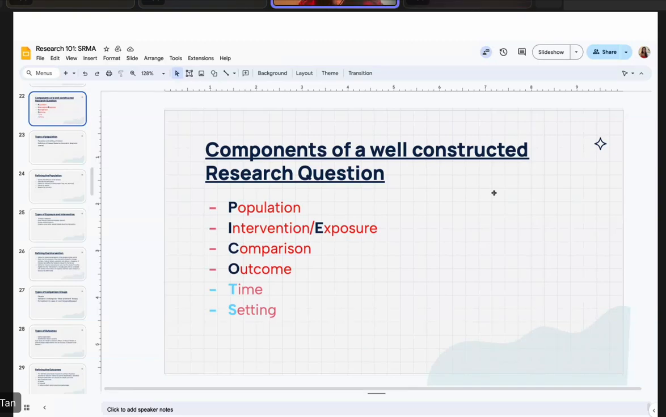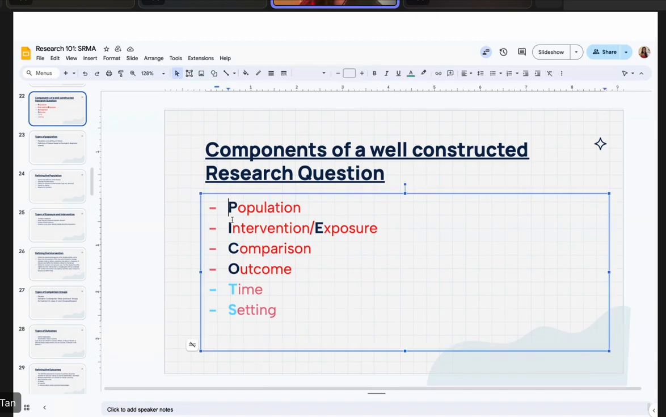Alright, so components of a well-constructed research question. We were going through the PICO method. So again, population would be, for example, a patient with cancer. Your intervention would be your drugs. Your comparison would be like a placebo. A placebo is something that you give them, but it's not supposed to have any effect on the disease. And the outcome would be, did the cancer progress? Was it taken out or no? Or did it get worse? So that would be outcome.